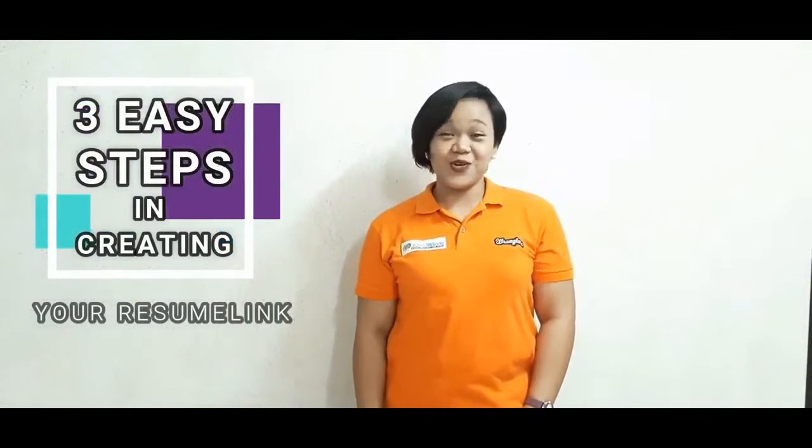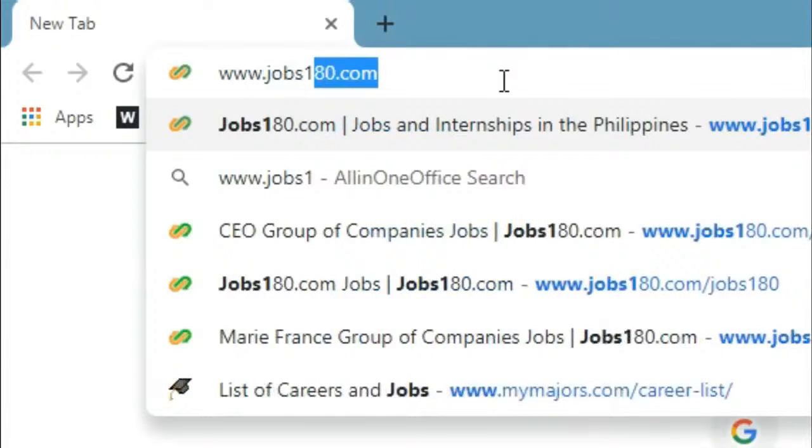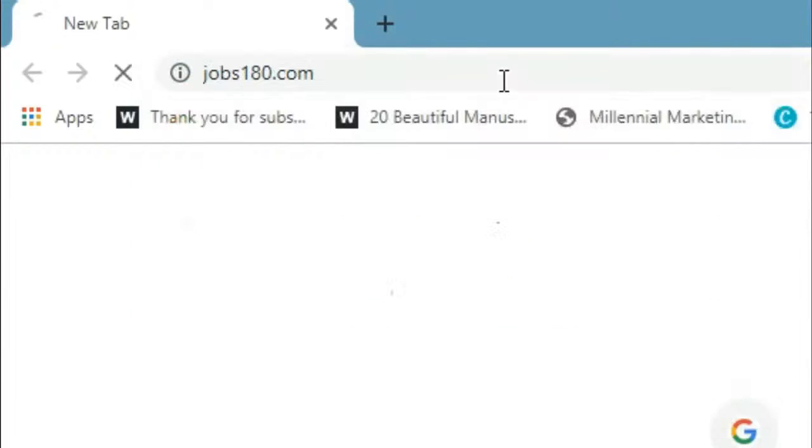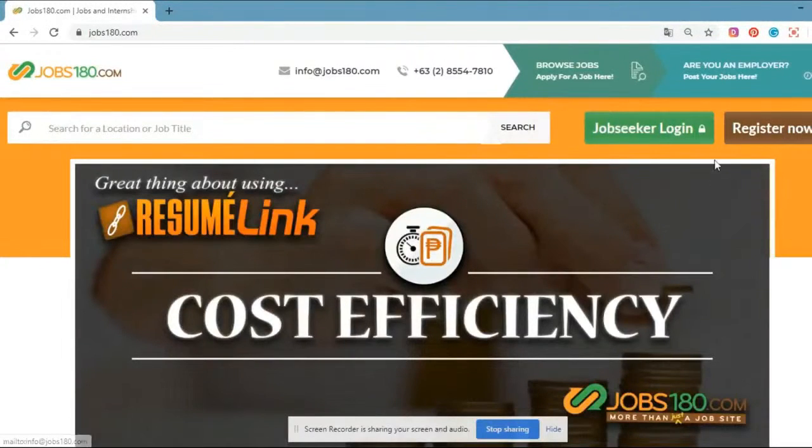There are 3 easy steps in creating your resume link. Let me show you how. Step 1. Register. Go to www.jobs180.com using any browser and click Register Now.